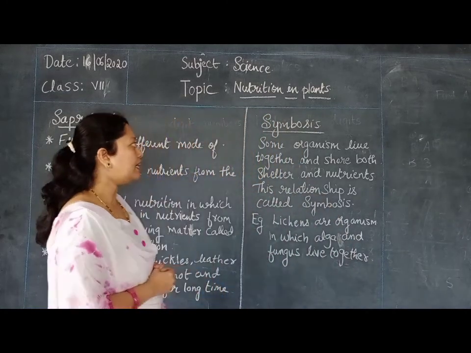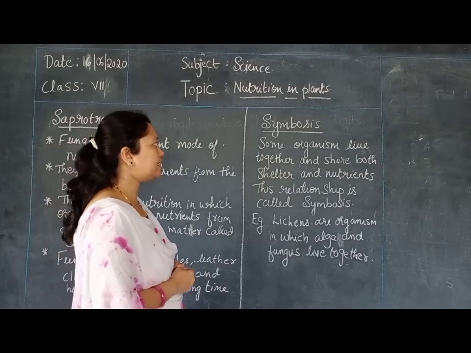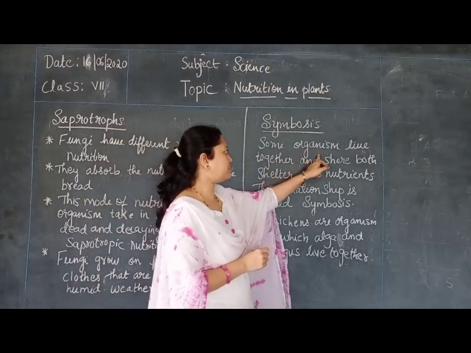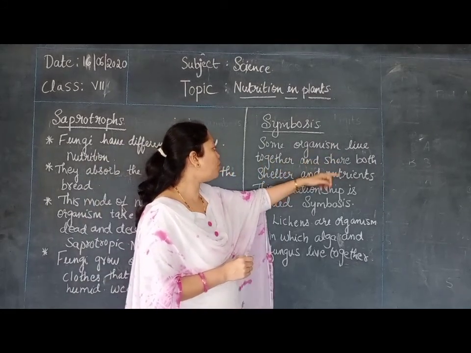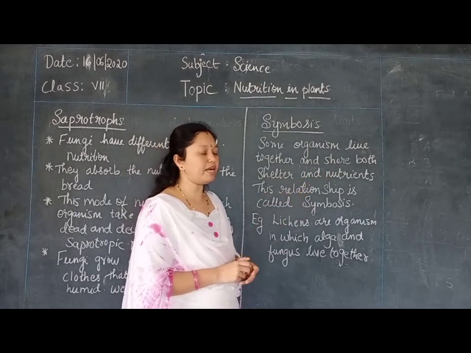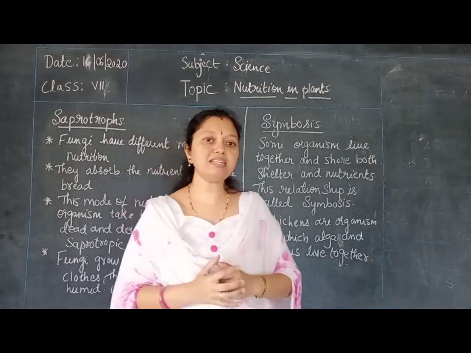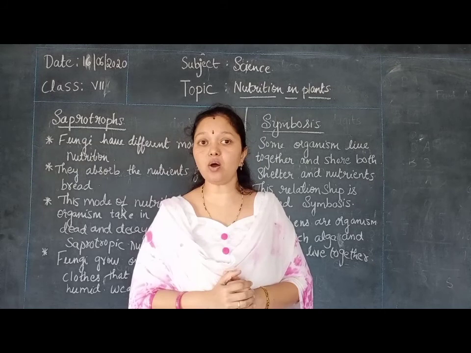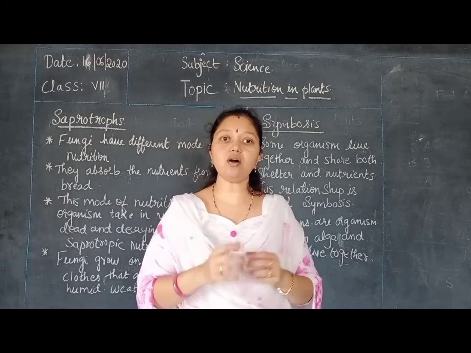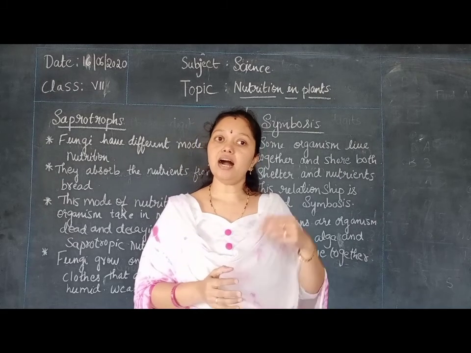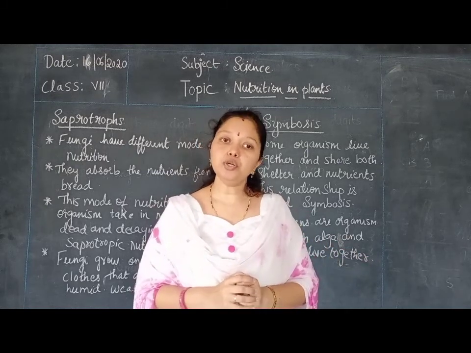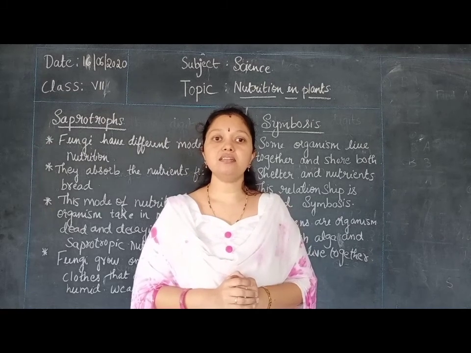Let us continue. Another concept we can learn here is symbiosis. What is the meaning of symbiosis? Some organisms live together and share both shelter and nutrients. This relationship is called symbiosis. Some organisms will not prepare their own food, so they will feed on the other organism for getting food, and the other organism depends on them too. They depend upon each other for getting nutrients. That relation is called symbiosis.